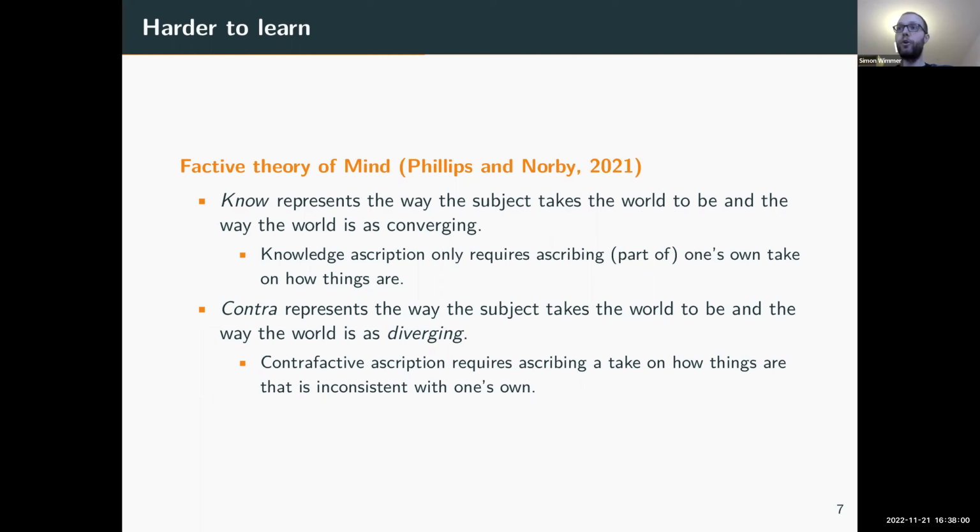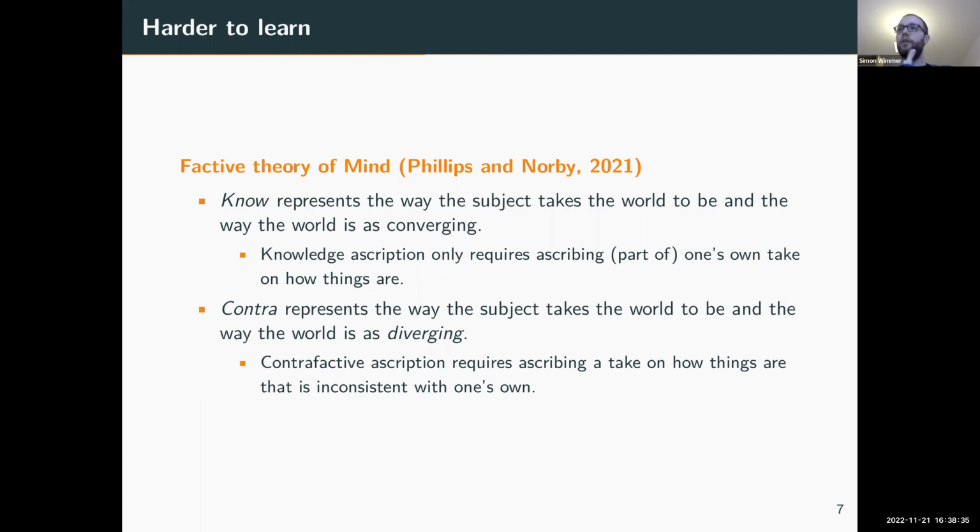So if I say Umut knows that it's raining, I'm using know and I'm representing the way that Umut takes the world to be and the way the world is as converging. So when I ascribe knowledge to someone else, then all I need to do is to take my own way of representing the world and copy and paste that onto the other person. I take what I take to be true and I copy and paste that onto the other person, because the other person also has a true representation and that needs to match my true representation.